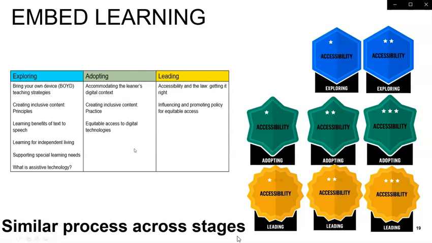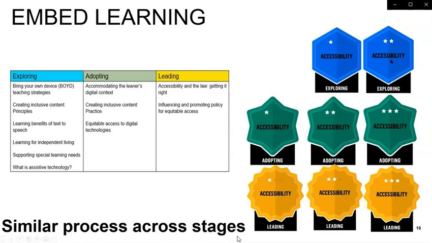The adopting is then putting those principles and other things into practice, and the leading is leading others, or leading by example and helping others to achieve it. So maybe holding your own webinar for others to learn the skills too. And you can see the different badges, and you get different stars depending on which of the levels you're at. So leading is 3 stars.